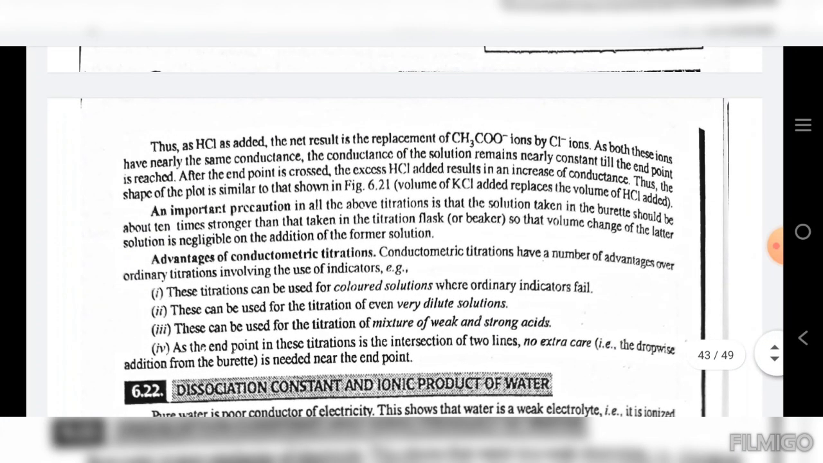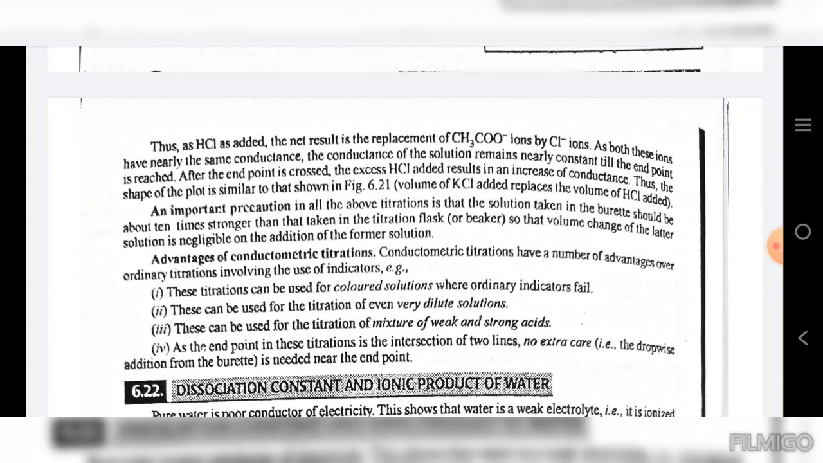Thus, as HCl is added, the net result is the replacement of CH3COO- ions by Cl- ions. As both these ions have nearly the same conductance, the conductance of the solution remains nearly constant till the end point is reached. After the end point is crossed, the excess HCl added results in the increase of conductance. Thus, the shape of the plot is similar to that shown in figure 6.21. Volume of KCl added replaces the volume of HCl added.